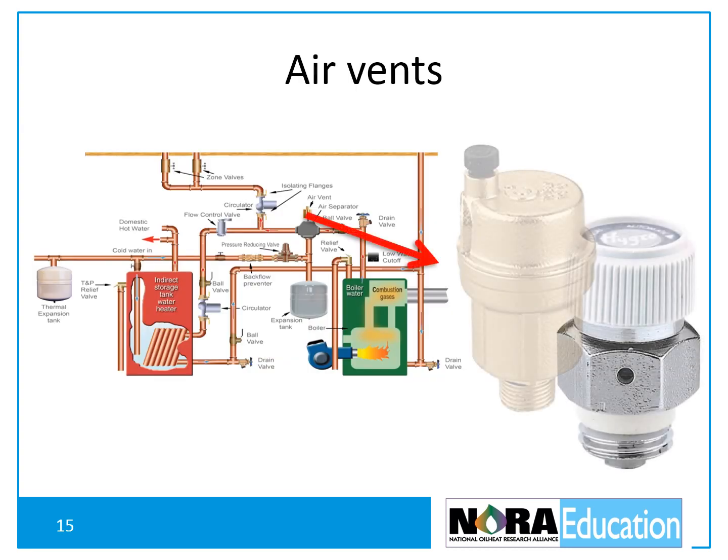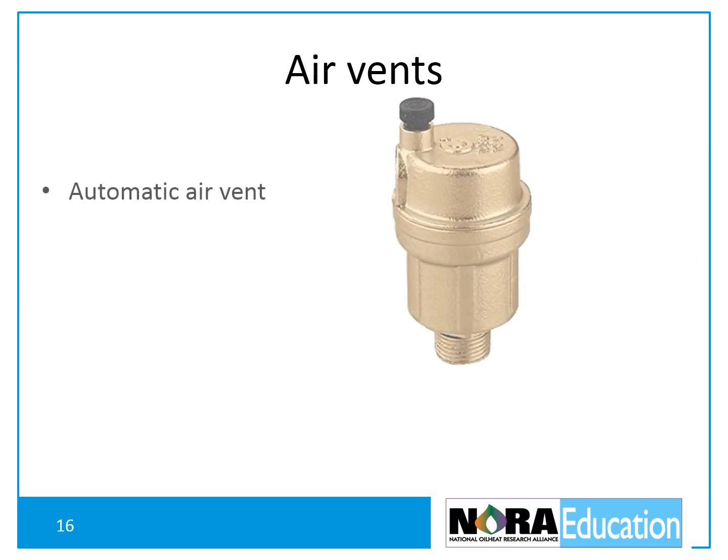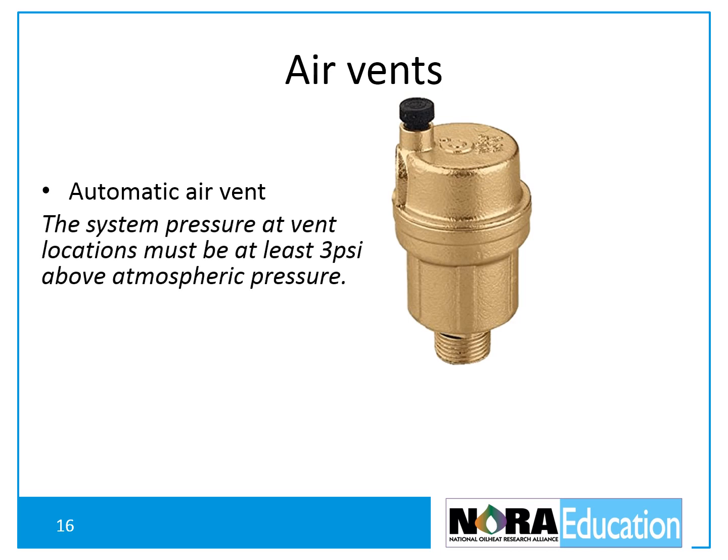Air vents are installed in the system piping to remove air bubbles. There are two types of air vents. The first is automatic air vents, and these have a float which opens a spring-loaded venting valve to purge air from the system. When using automatic air vents, the system pressure at all vent locations should always be at least 3 psi above atmospheric pressure. This prevents air from being pulled into the system.